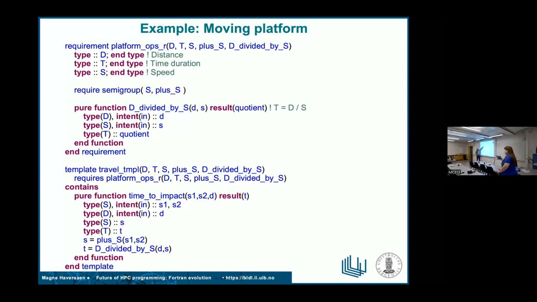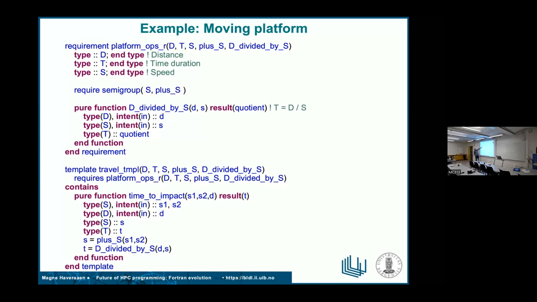So I'm using the semi-group on speed, because now I can add my relative motion on the platform with the platform's motion with the step to the ground to figure out my speed of motion with respect to the barrier that I need to jump over or avoid in that way. And then I need a special division operation which says take a distance from here to the barrier, take the speed I'm moving with, and compute how many seconds I have before I crash into the barrier. That is, I can use that to compute when do I need to jump, so how many seconds from now.